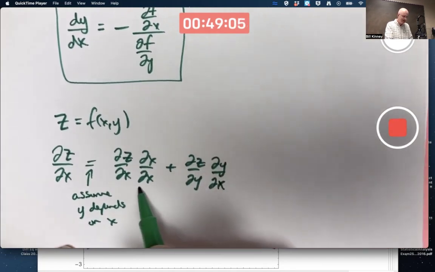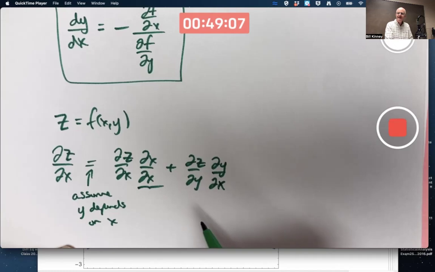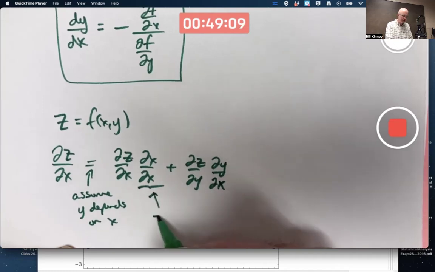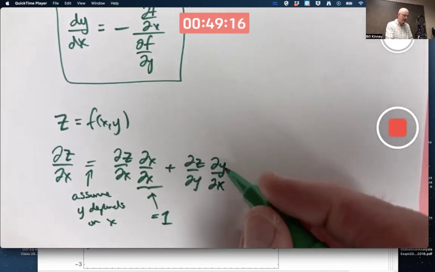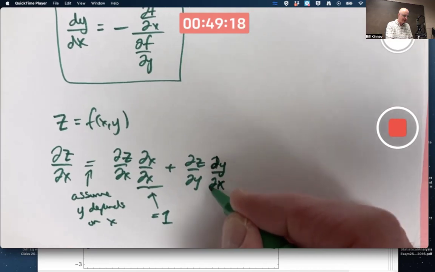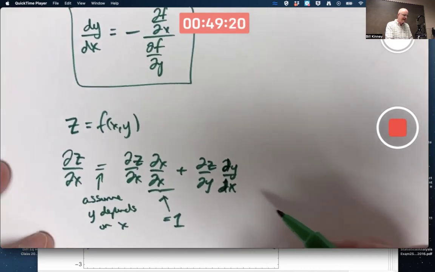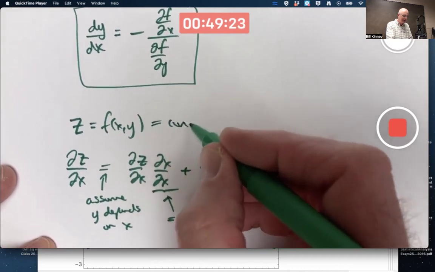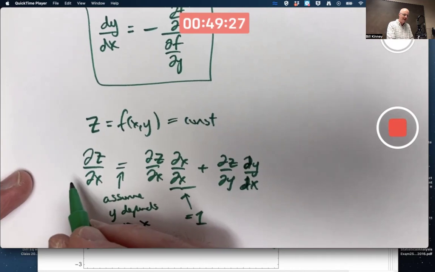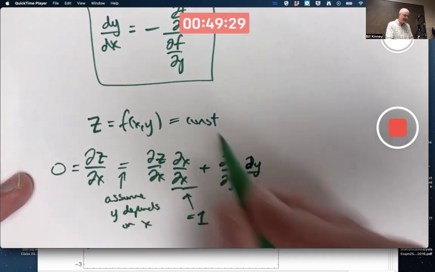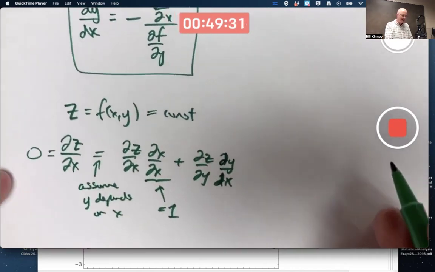Huh? dx/dx? Is that really right? Yes, and it equals what you would guess, 1. And maybe we should have written a regular dy/dx here. And when z is equal to a constant, when you differentiate the right-hand side of this, you get 0. The constant doesn't depend on x.